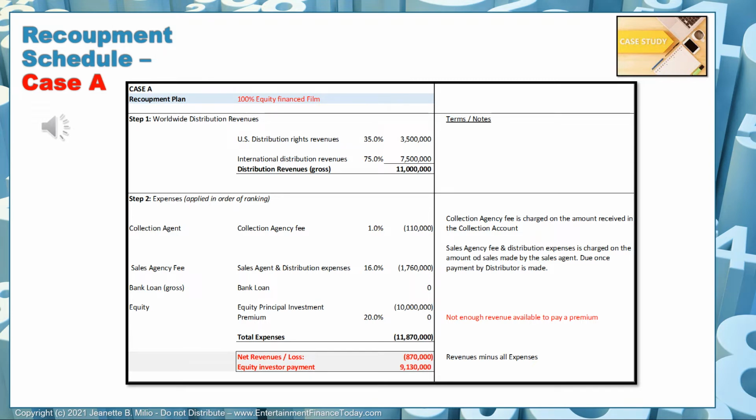We have no bank loan. The principal equity investment would be $10 million. And if that's the case, our total expenses would be 11,870,000, but we're only making $11 million in revenues, which leads us to a net loss of $870,000. The equity would only be paid in this scenario $9,130,000. They would not make their $10 million investment back.